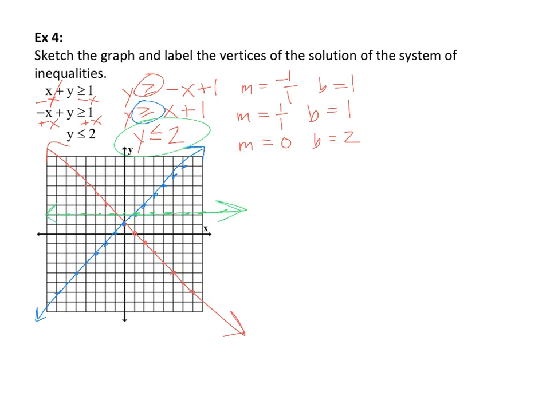For the first inequality, it says greater than, so I shade above. For the second inequality, it says greater than, so I shade above. And for the third, it says less than, so I shade below. Now you have to pay very close attention to where the area of intersection is. It's actually this small triangle right here.